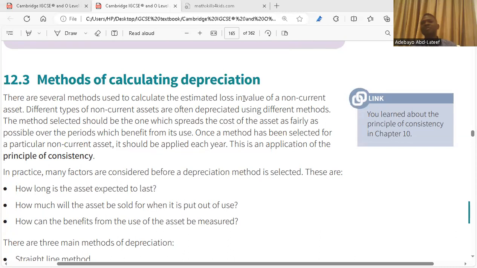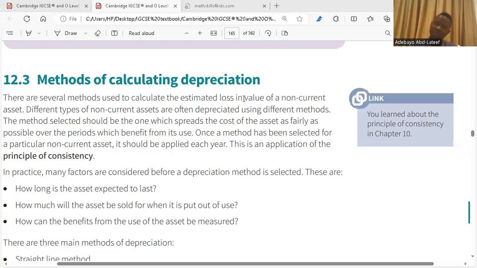So whenever you have to use a method, we ensure that the method you are using will be able to spread the cost as fairly as possible. Use a method that will suit your financial statement. That is the point. Is it clear? Yes. That brings us to what they call the principle of consistency. It says when you choose a method that suits your system, make sure you don't change that method. That's the principle of consistency.